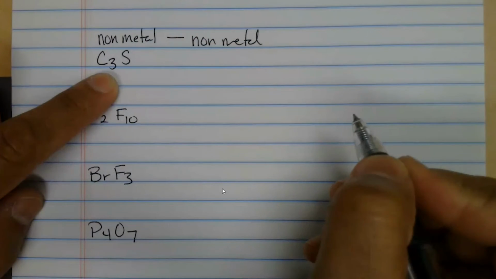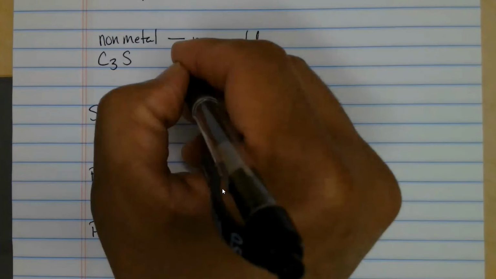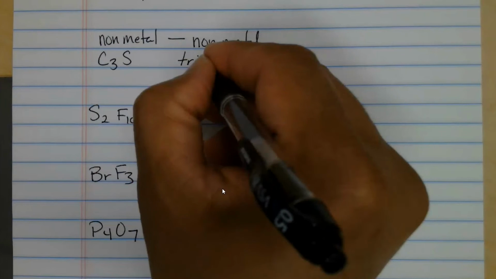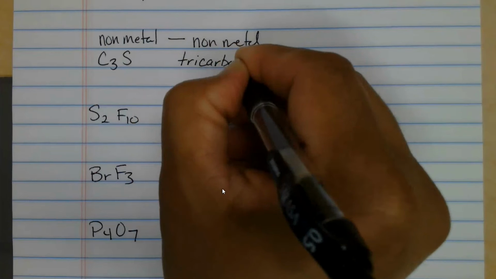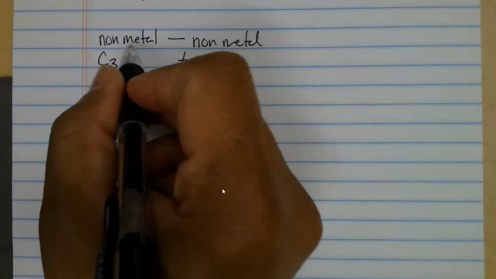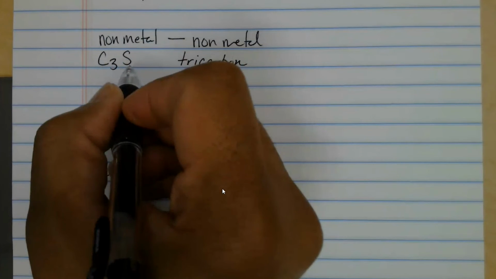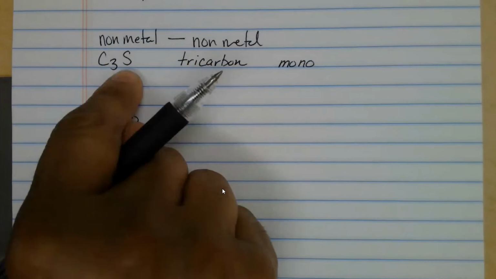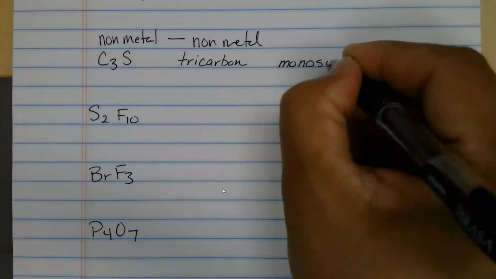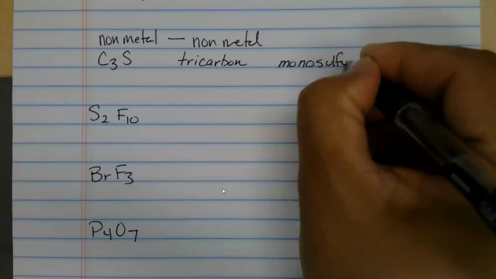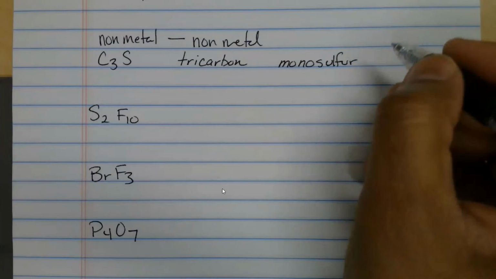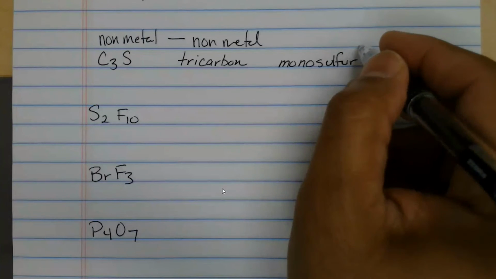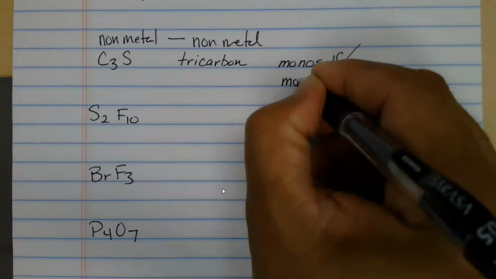So here you see there's 3 carbons, and the prefix for 3 is tri. We name the first element with its elemental name. The second element, we have to use the prefix mono to say that there's one. This is a sulfur. Whoops, misspelled it. But we need to change the suffix. So that's an important detail here. We need to change the suffix to sulfide.